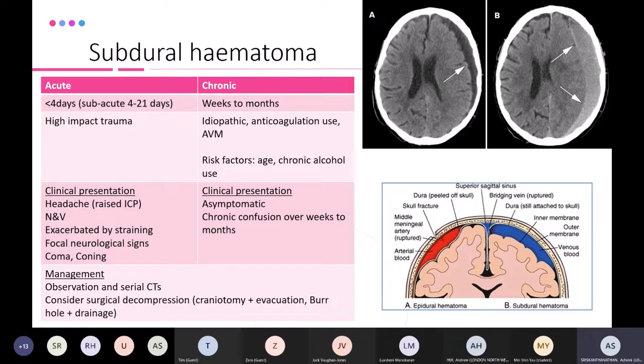Yeah, and also just this image here, you've got your subdural here just highlighted and your epidural, so that's forming a lemon, that's forming like a banana basically.